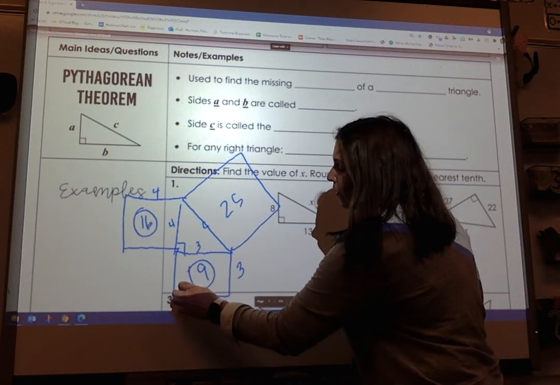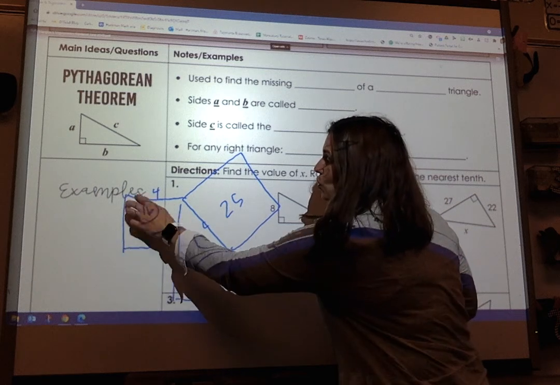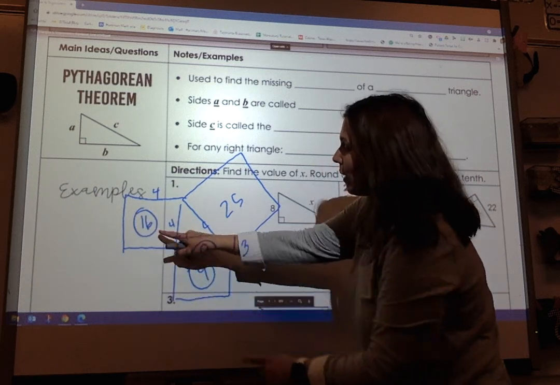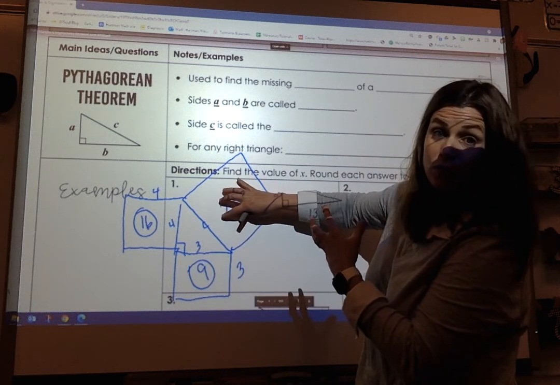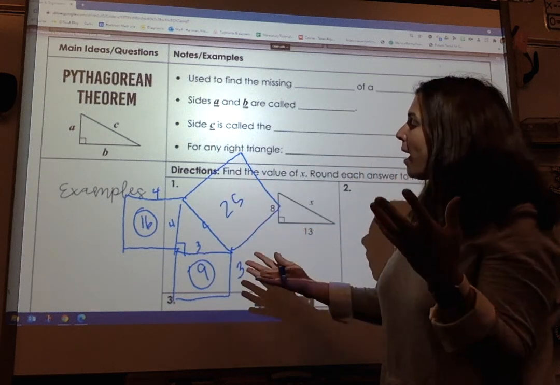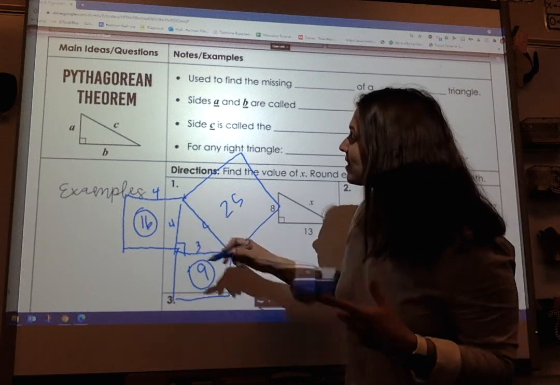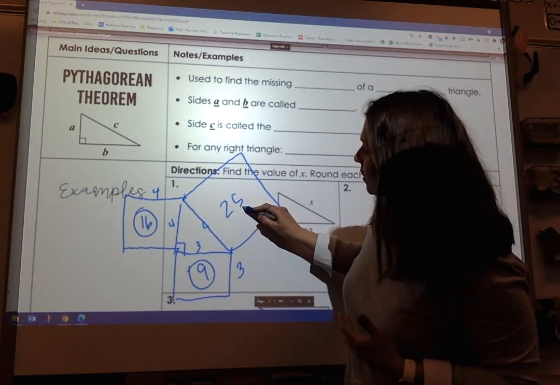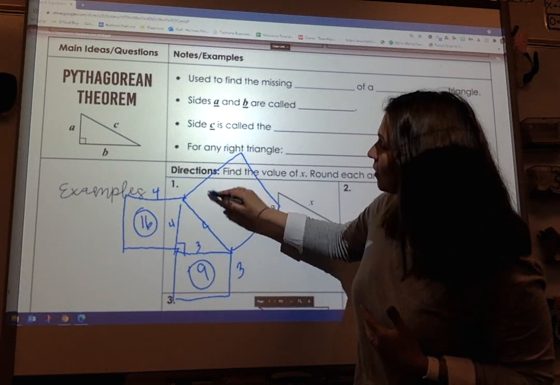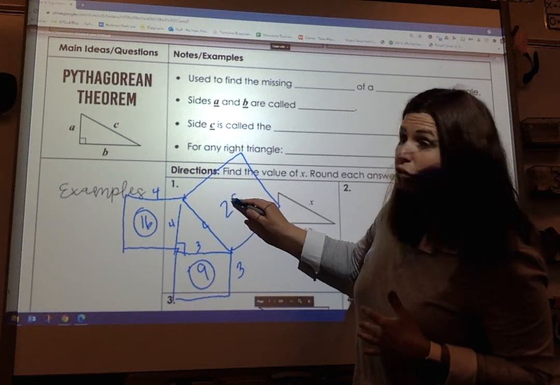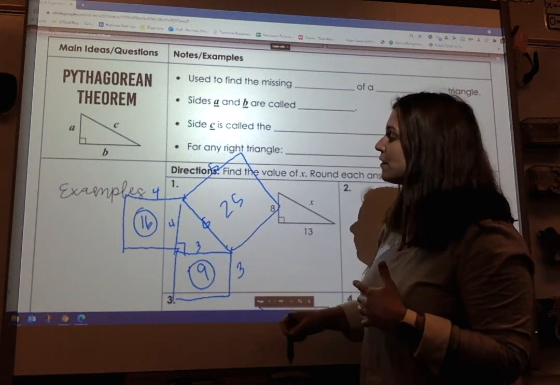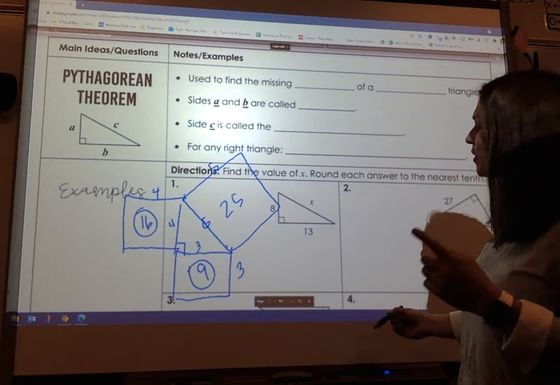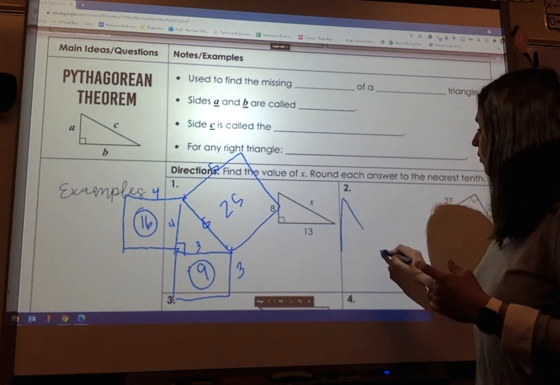So you square this leg, and you square this leg, and you add the areas together, and that gives you the area of this square. But we just want to find the side. So if the area is 25, what do the length and width need to be to make this statement true? It needs to be 5. So this hypotenuse is 5. So think about that when I show you this.